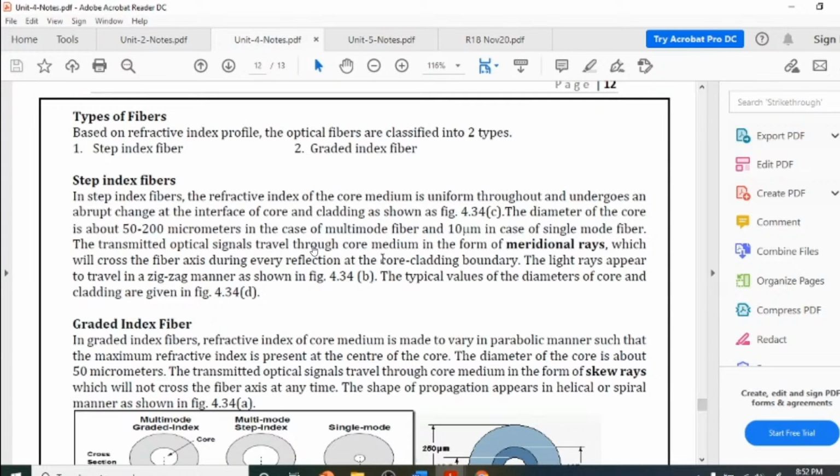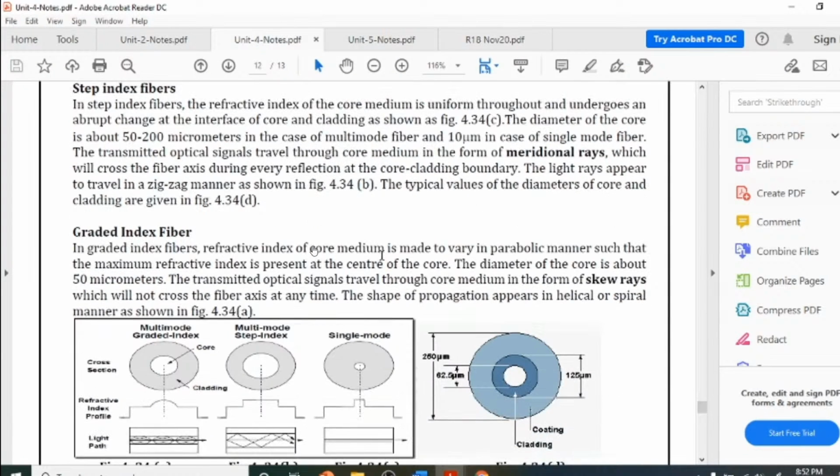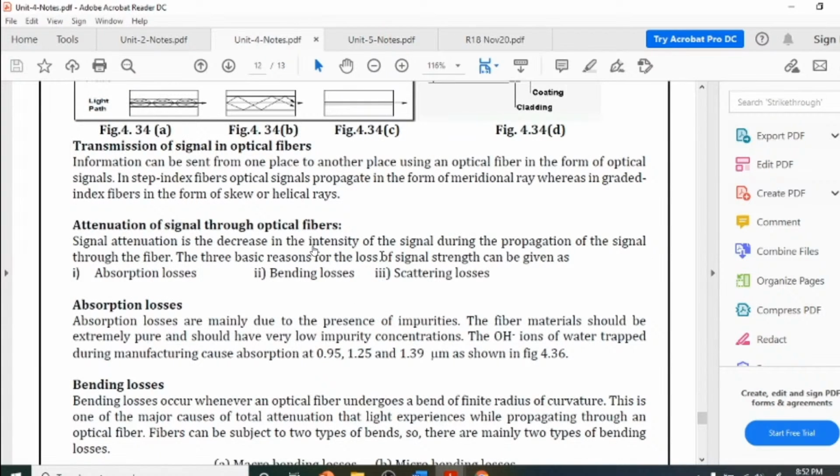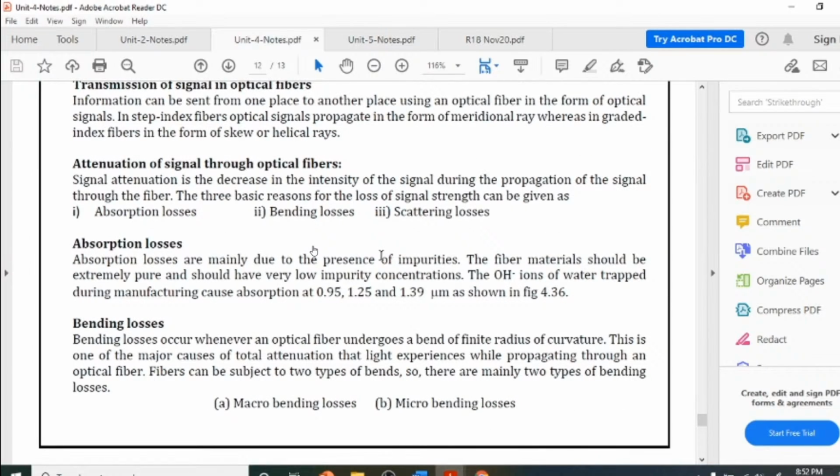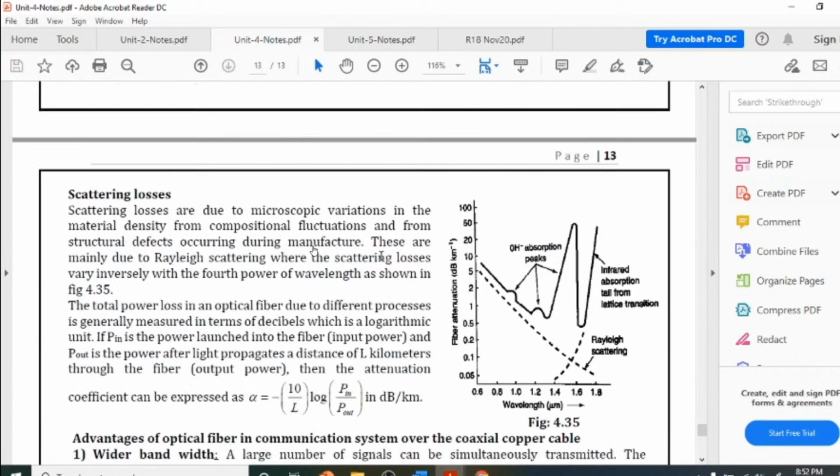So you may have types of fibers also, the step index and the graded index fibers. Attenuation means the loss of signal strength while the light or electromagnetic wave passes through the fiber. So these are absorption losses, bending losses and scattering losses. And here, mind you, if you get this question, draw this graph, remember this graph. Even if you falter on the values on either side, don't worry about them, but this particular shape should appear. This is the graph I am talking about.